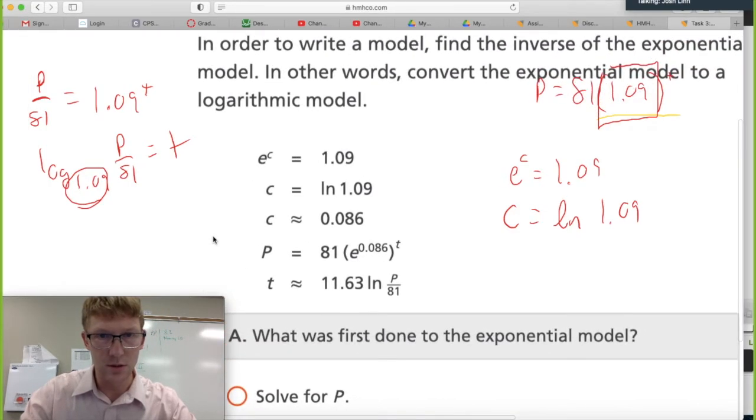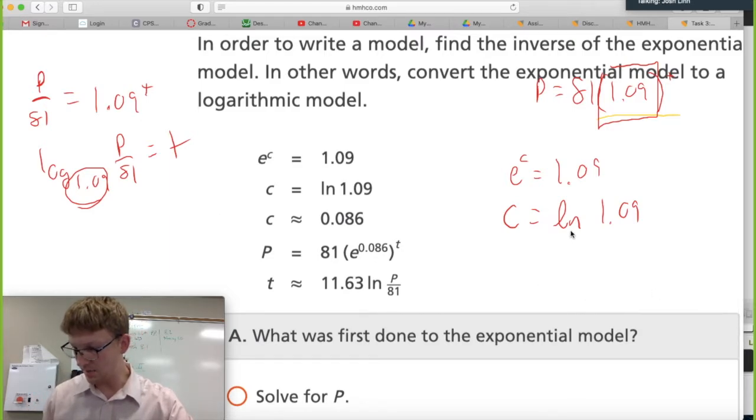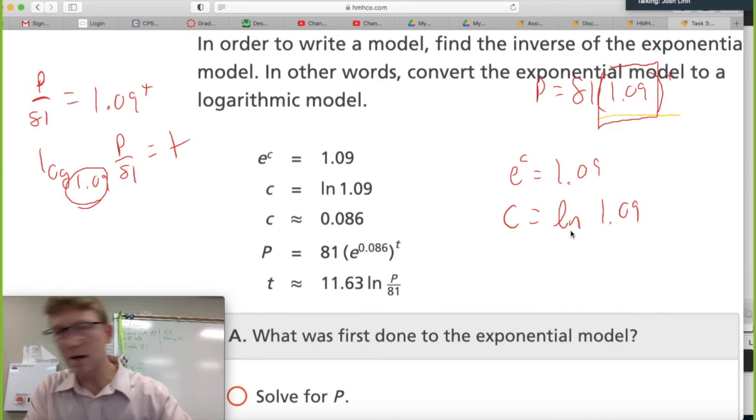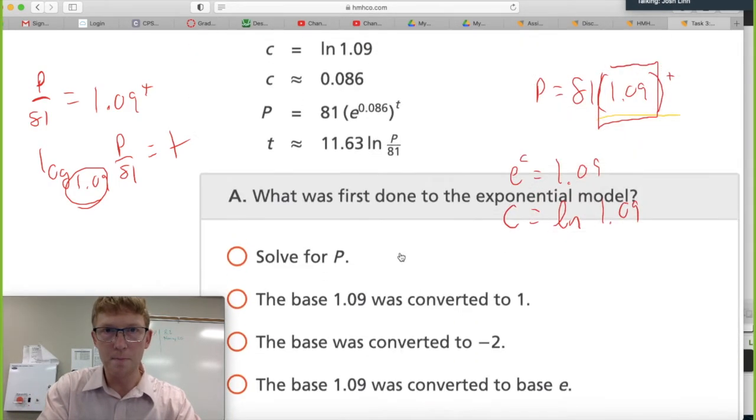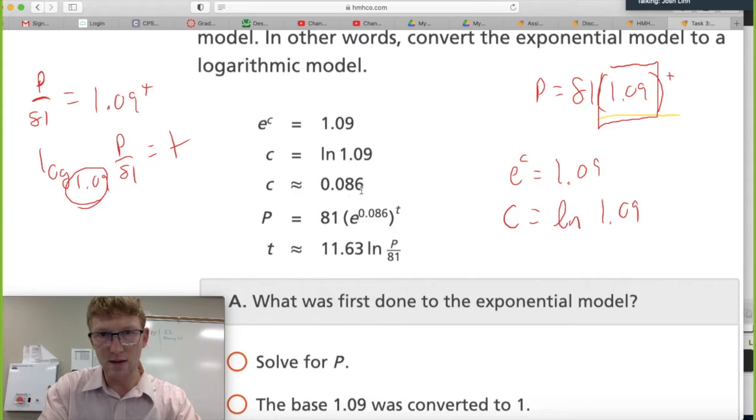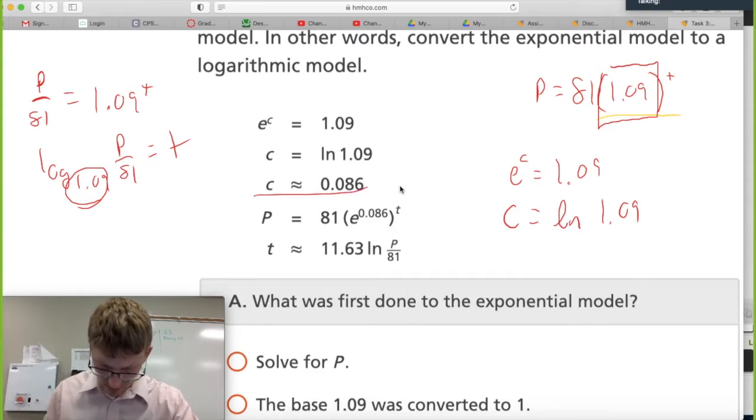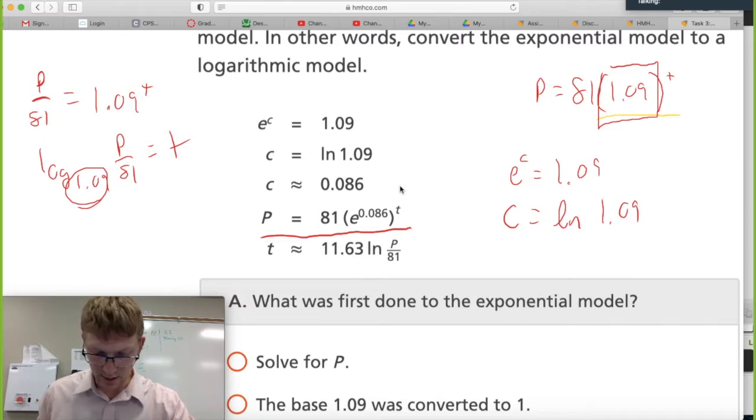Come on, zoom in. So you take the natural log of 1.09. That's log 1.09. You do get 0.8617769... so 0.086. So that's what they got right here. So then you can introduce all that back into your original equation, and you have p equals 81 times e to the power of blank, raised to the power of t.